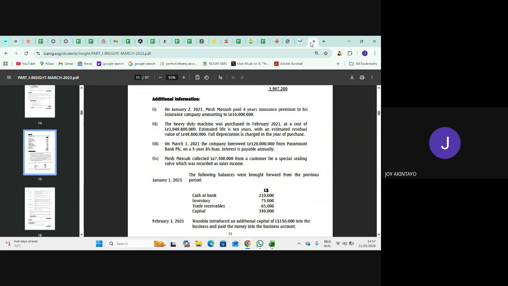So how many months is that from March to December? Calculate it. How many months do we have from March to December? It's not 9 months. March, April, May, June, July, August, September, October, November, December. How many months?